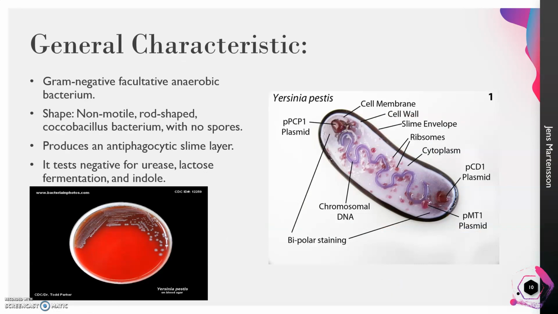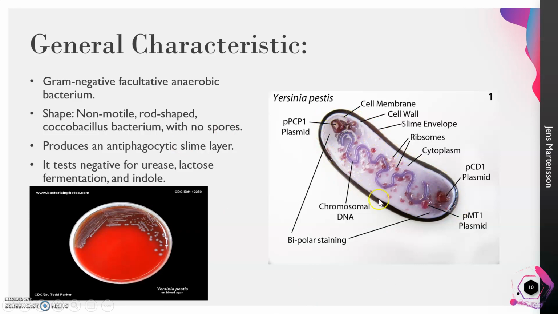The general characteristics of Yersinia pestis: it's a gram-negative facultative anaerobic bacterium. Its shape is non-motile. It has a rod shape and no spores. It has a slime layer.